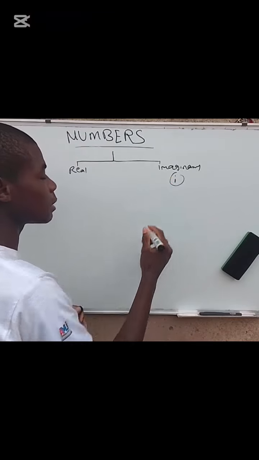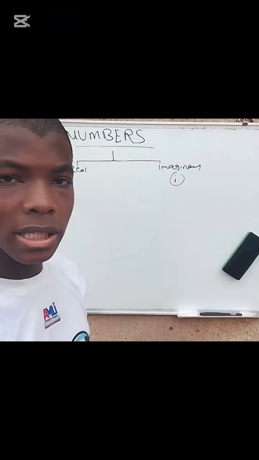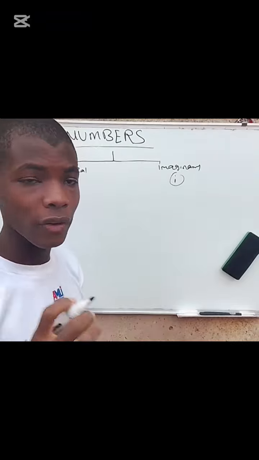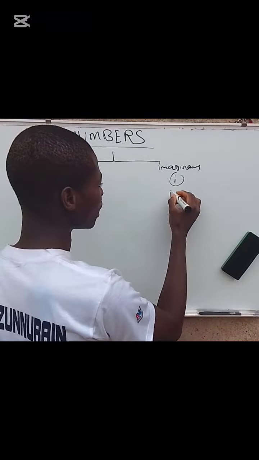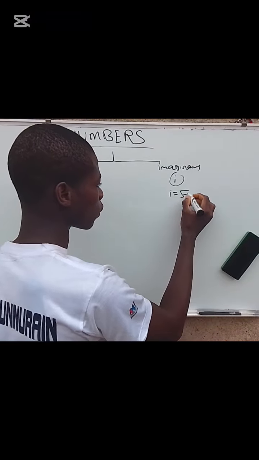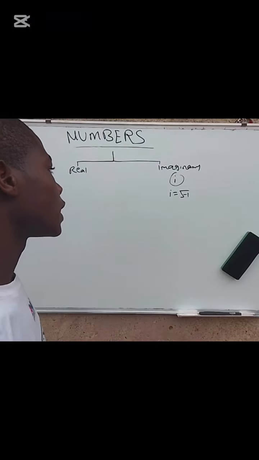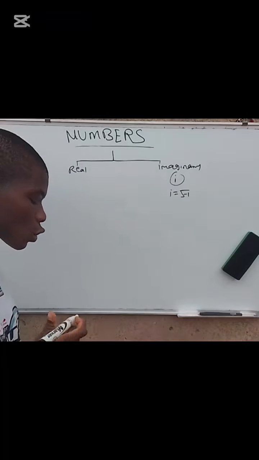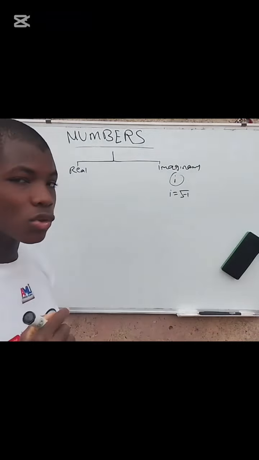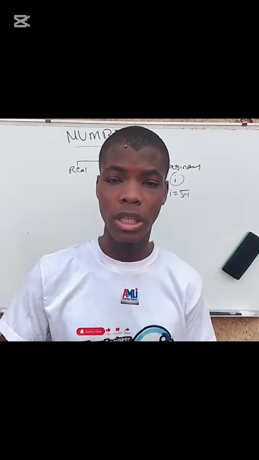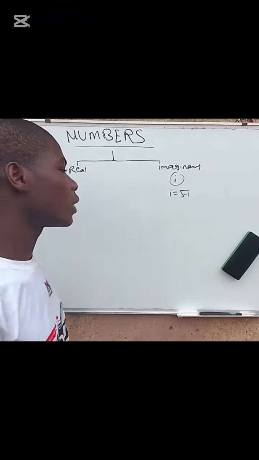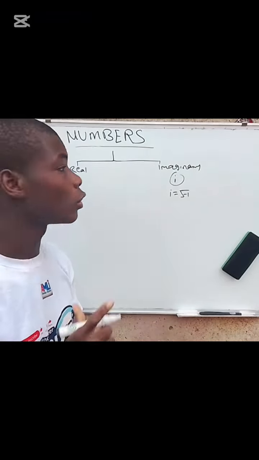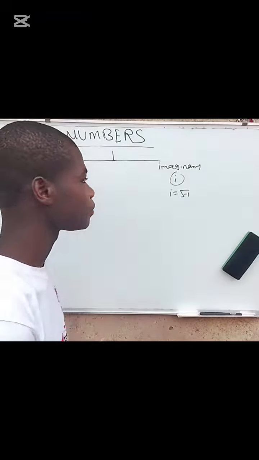Imaginary numbers, we denote them as i. In mathematics, the imaginary number i is the same thing as the square root of negative one. The reason why i equals the square root of negative 1 is that whenever you square negative 1, it is not a real number. So therefore, we indicate it as imaginary numbers.